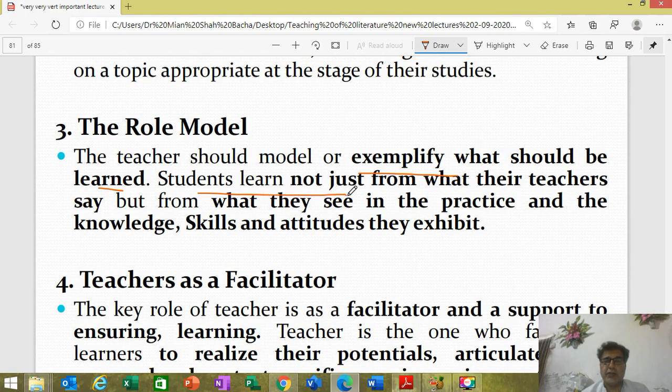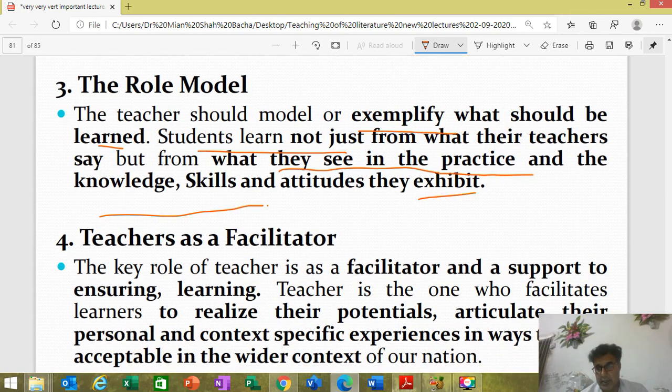Students learn not just from what their teachers say, but from what they see: the practice, the knowledge, skills and attitude they exhibit. It means the teachers are followed practically by their students. If the teachers are great, good, pragmatic, their students will be the same. Otherwise, the result will be vice versa.